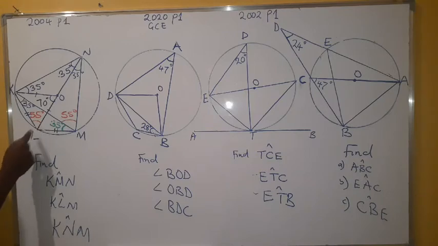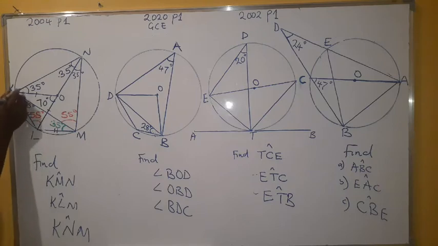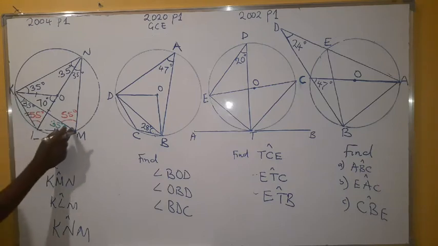How do we find this one? That's the angle that we want. This angle is equal to which one? This angle is equal to this smaller angle here because the angle is in the same segment. Okay? So this whole angle here is what?